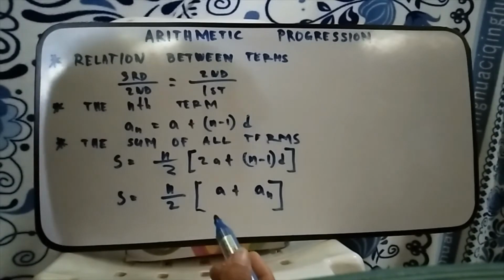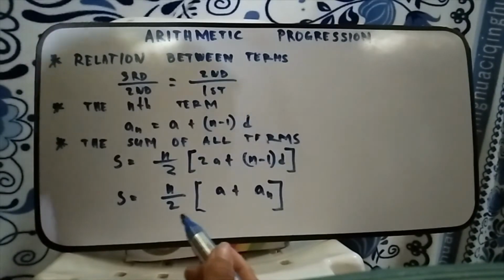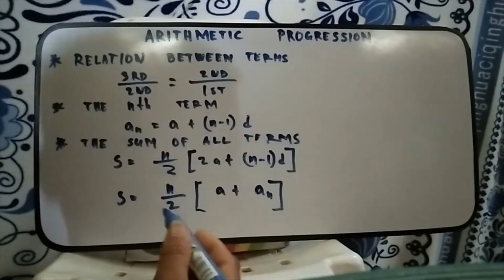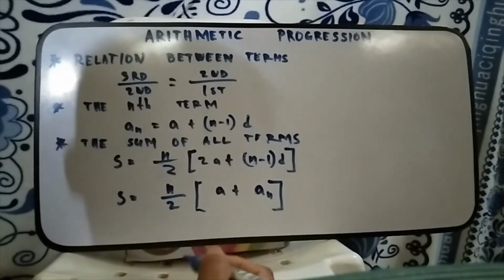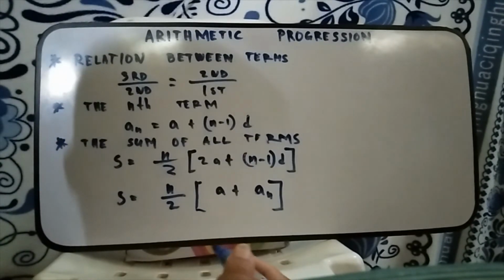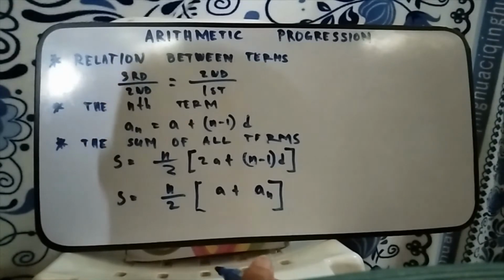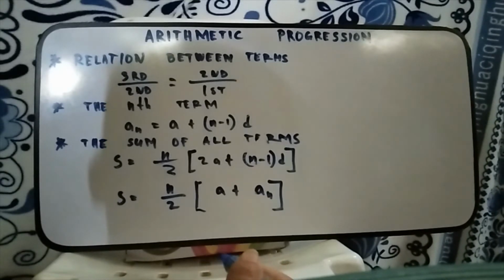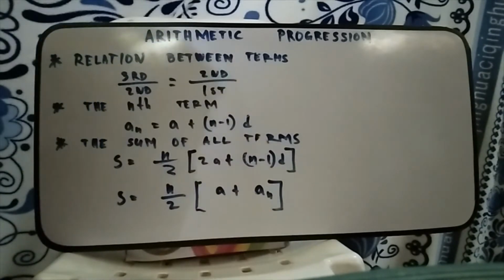To find the sum of our arithmetic progression, S is equal to n all over by 2 times 2a plus n less 1 times d. The second formula is S is equal to n all over by 2 times a plus an. Let's go to the examples to make this clearer.